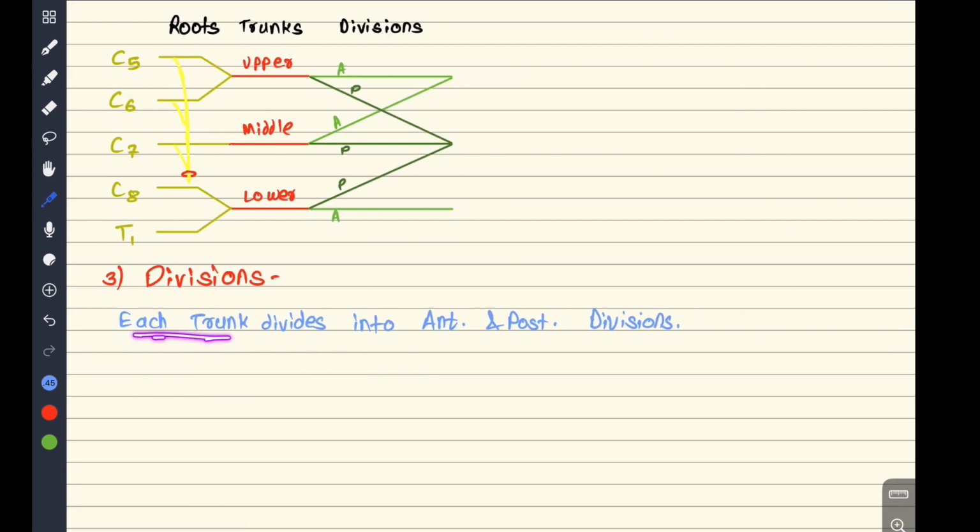Now division. Now each trunk, it is divided into anterior and posterior divisions. This upper, middle and lower, all 3 trunks are divided into anterior and posterior divisions.